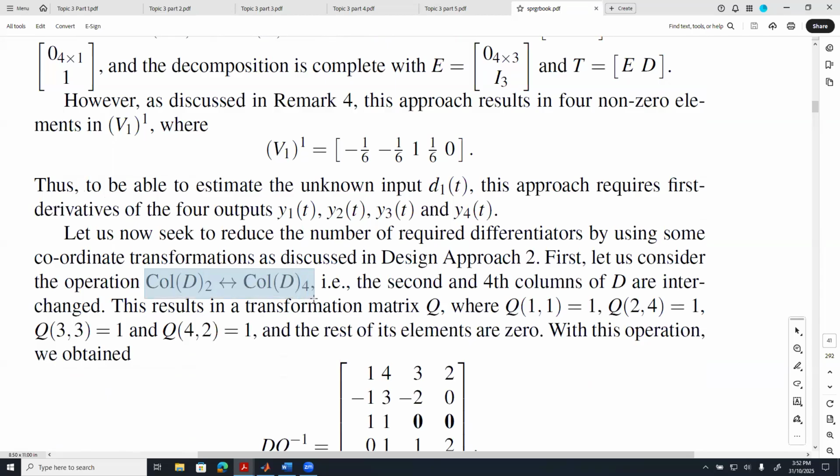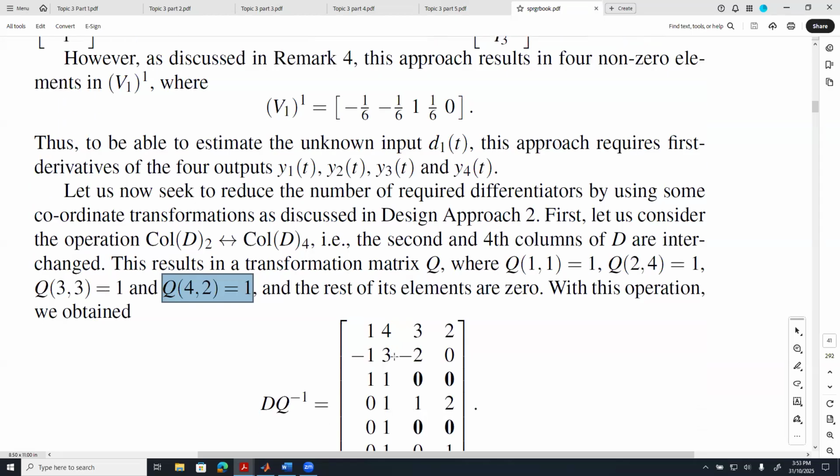So in other words, column 4 becomes column 2 and column 2 becomes column 4. And if that is the case, then the transformation matrix Q is given as follows. Column 1 is still the same, but column 4 becomes column 2 here. Column 3 remains the same, but column 2 is swapped into column 4. I hope that makes sense.